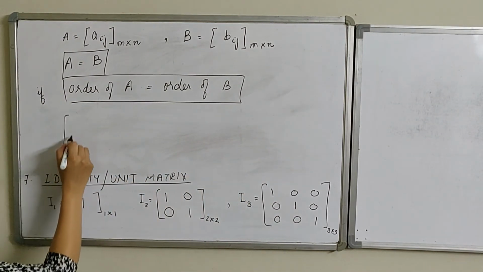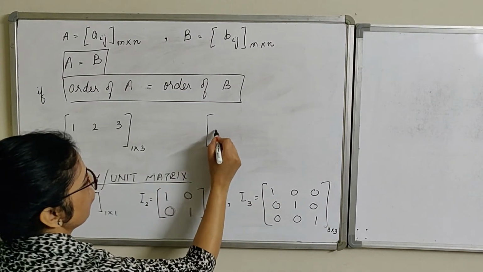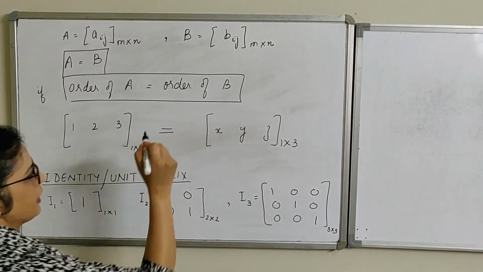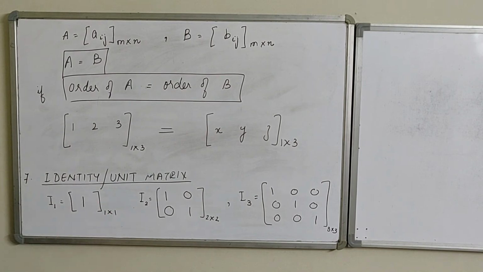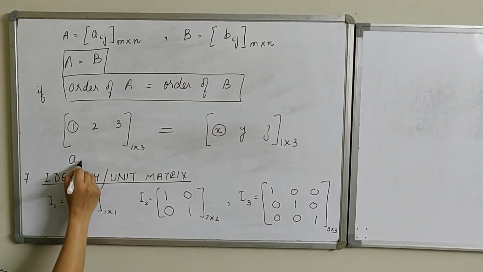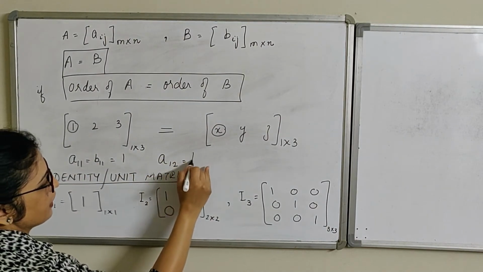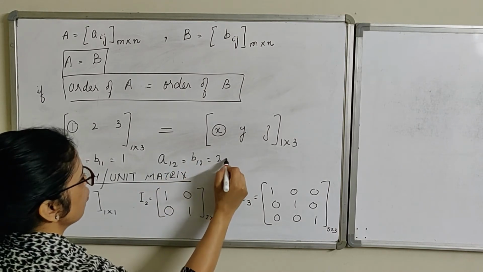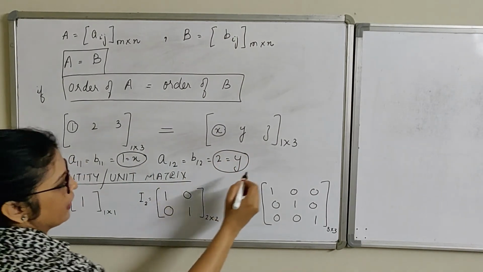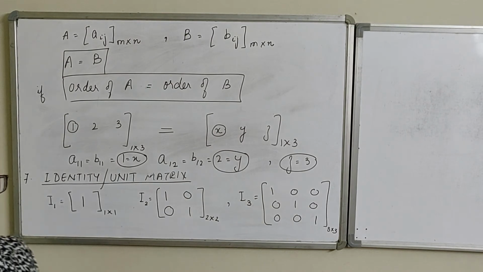Let's take a matrix of order 1 by 3, and another matrix of order 1 by 3. Because the orders are the same, we can say that the two matrices are equal, and if the two matrices are equal, the corresponding elements should also be equal. So the first element, which belongs to the first row, first column in both the matrices, should be the same. Likewise, the element in the first row and second column in both the matrices is 2, which is also equal to y. Here this is also equal to x. So this way we are able to find out that x is 1, y is 2, and likewise z is equal to 3. So this is the basic concept of matrices.